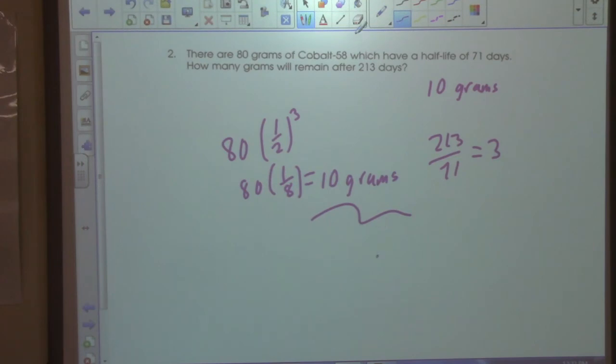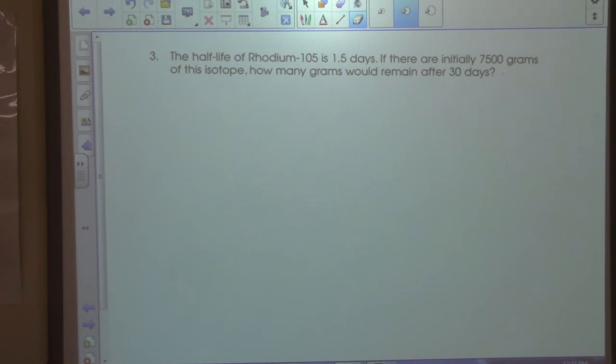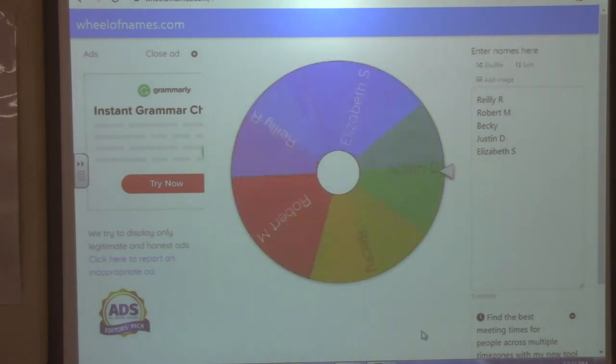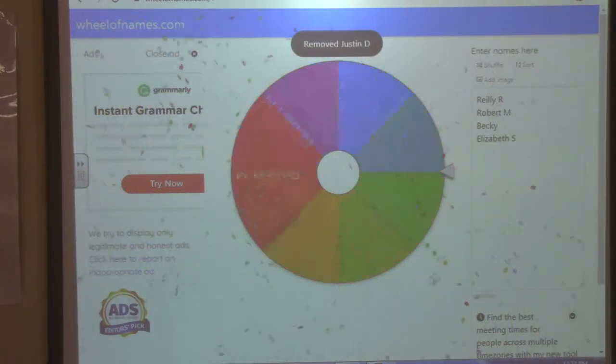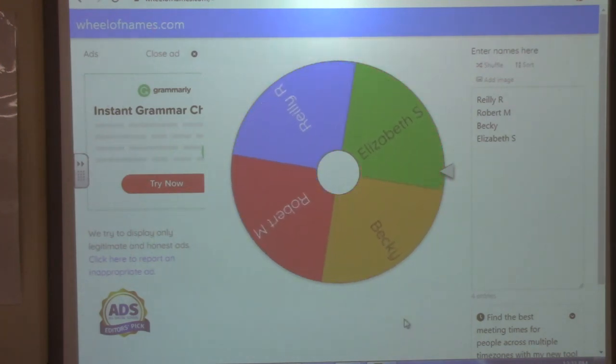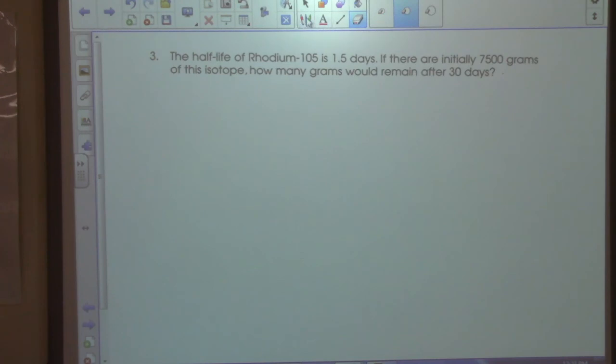Okay, number 3. Okay, so we have number 3 here. Justin didn't make it today. So he's out. We're left with everybody else. Elizabeth, all right. Got number 3, Elizabeth. Oh, man. Okay, what do we have for that?